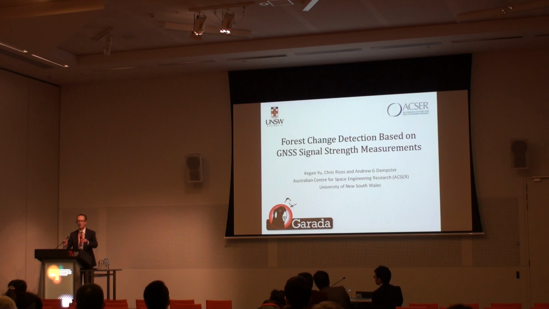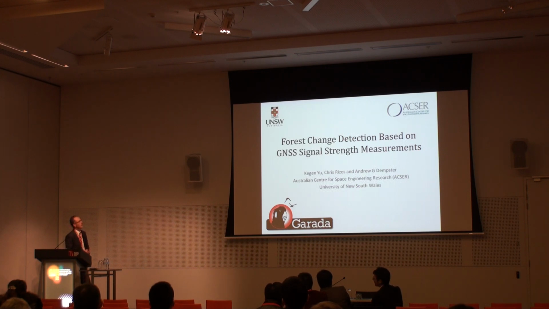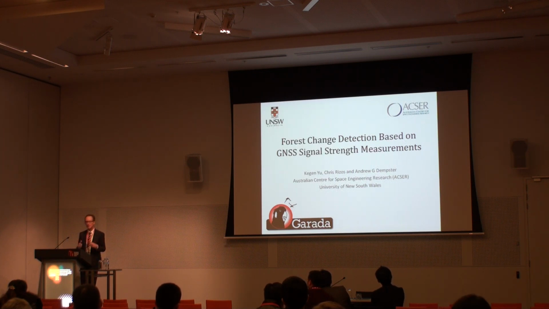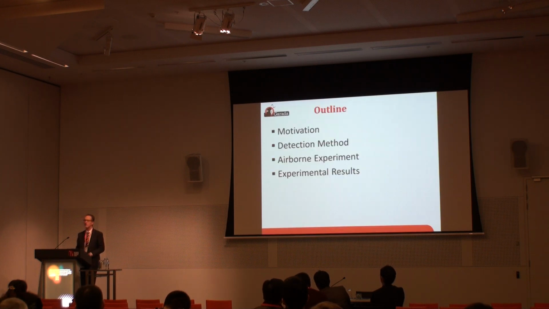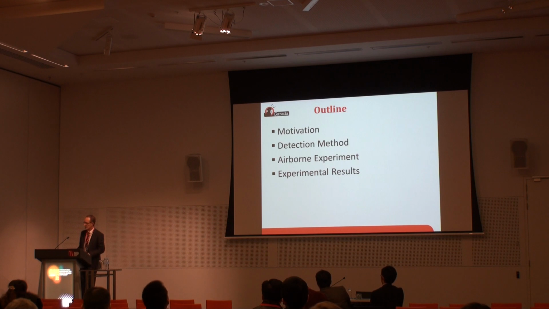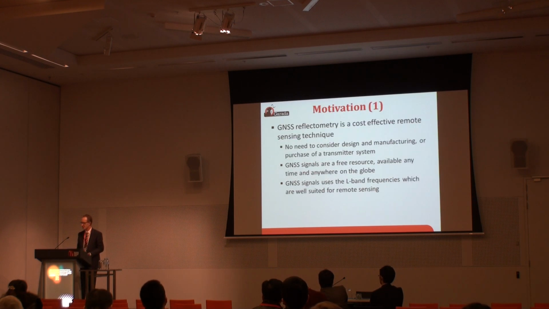Right, okay, let's go. Forest change detection based on GNSS signal strength measurements. So, what we're talking about here is satellites or aircraft flying along, looking at the ground and looking at reflections of GPS signals from the ground and using them as an observation parameter. So, a little bit about motivation, a little bit about method, and an experiment and results. No surprises there in the outline.